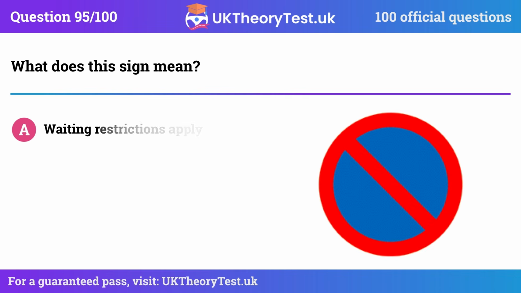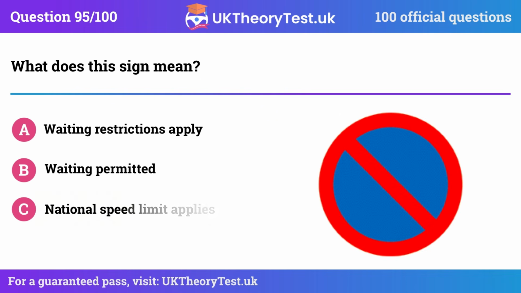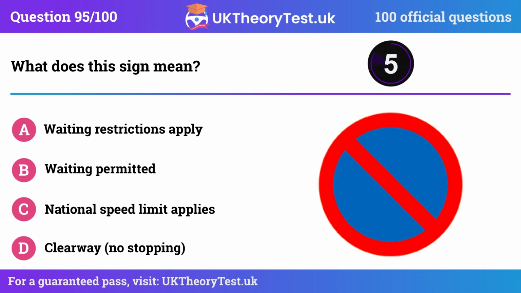A. Waiting restrictions apply. B. Waiting permitted. C. National speed limit applies. D. Clearway, no stopping.